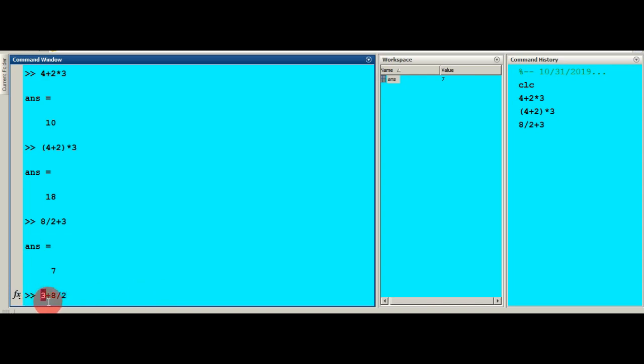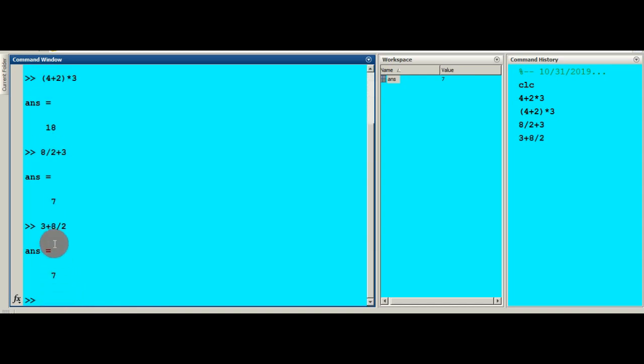Okay, 3 plus 8 divided by 2. So what is your answer now? The answer will remain the same. If you write 3 here and 8 by 2 here, this will make no difference. You will get the same answer. But if you write 8 divided by 2 plus 3 with a small change by using parentheses, now your answer will be different, 1.6000.